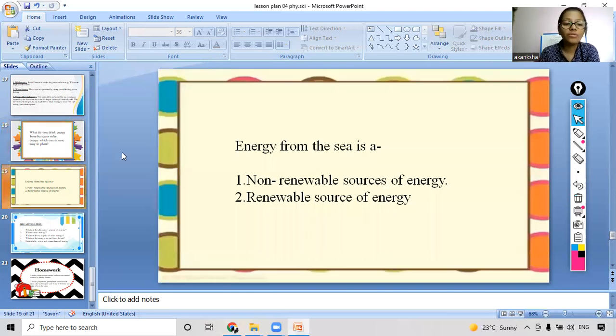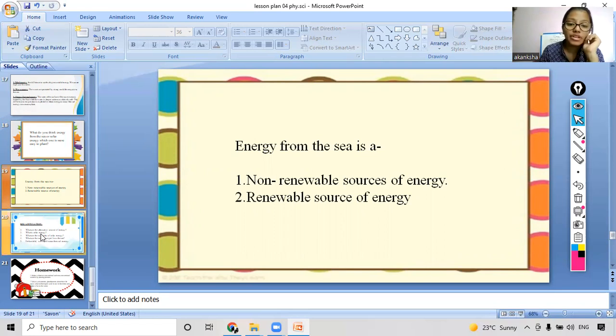So now moving on to our next question. Is energy from the sea a non-renewable source of energy or a renewable source of energy? You have to state which one of them is true. Okay, I will be waiting for your answers. Yes, I can see the right response. The correct answer here is renewable source of energy, right?